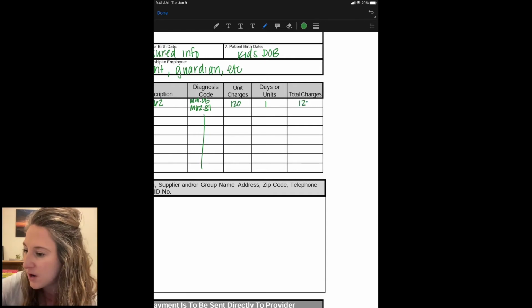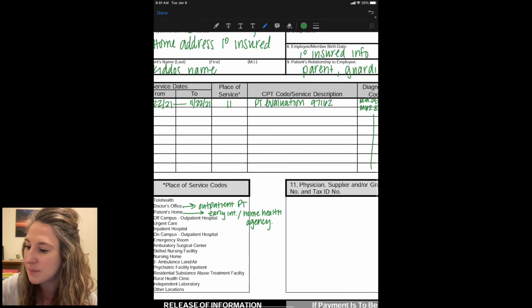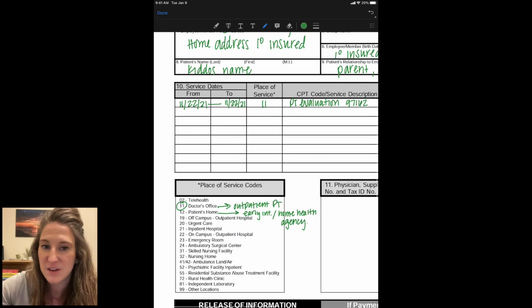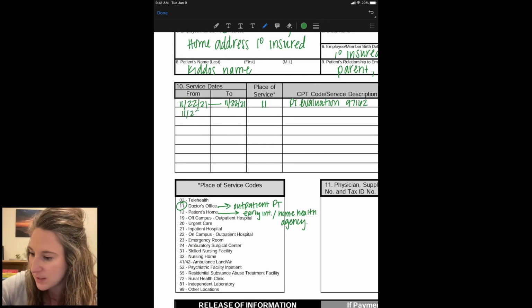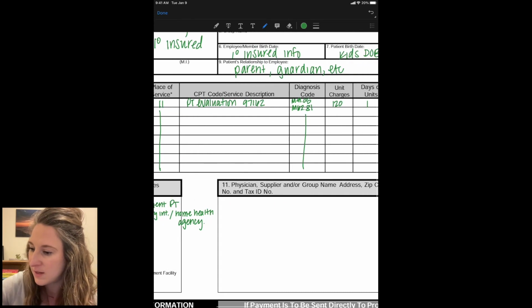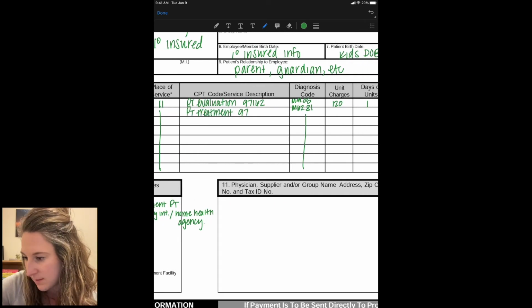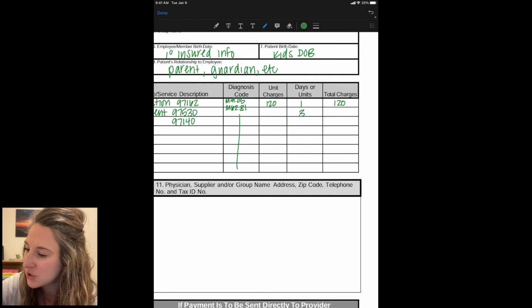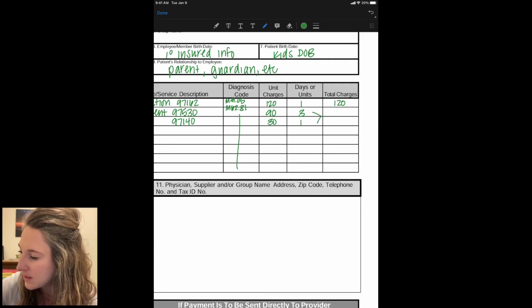There's 1 unit, 120. Now, for example, if you had a service, say it's like 11/29/21 was the next service. Place of service is going to be 11, PT treatment, 97530, but you also had 97140, and you said you had 3 units of 97530. That's going to be 90. 1 unit of 97140, that's going to be 30. And then together, that's going to be 120.